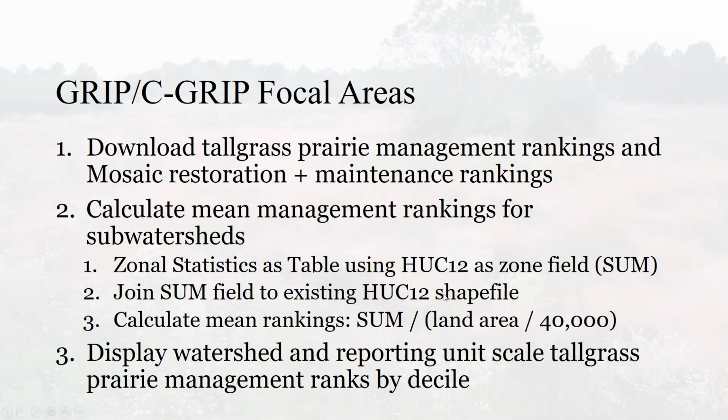subwatershed boundary shapefile. And we calculate the mean ranking by basically dividing the sum over the number of reporting units in each subwatershed, but only looking at their land area. So we take the land area of the subwatershed divided by 40,000 square meters, which is the area of a single reporting unit. So seems like a lot.